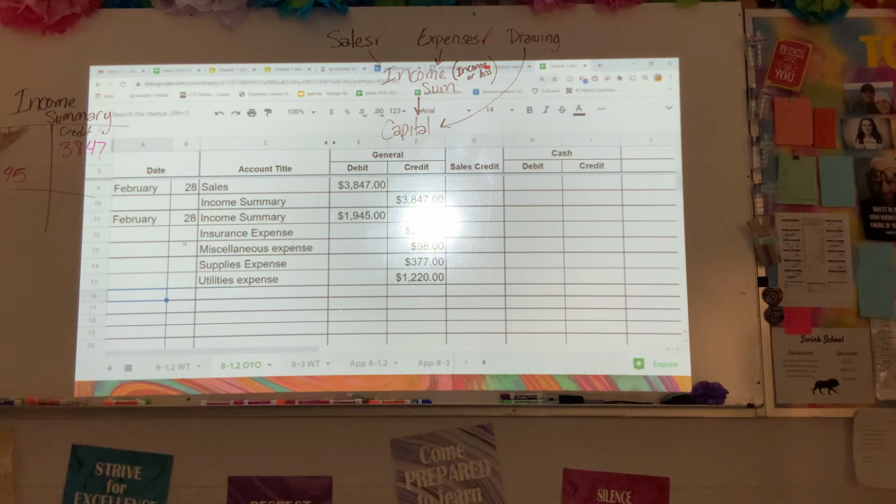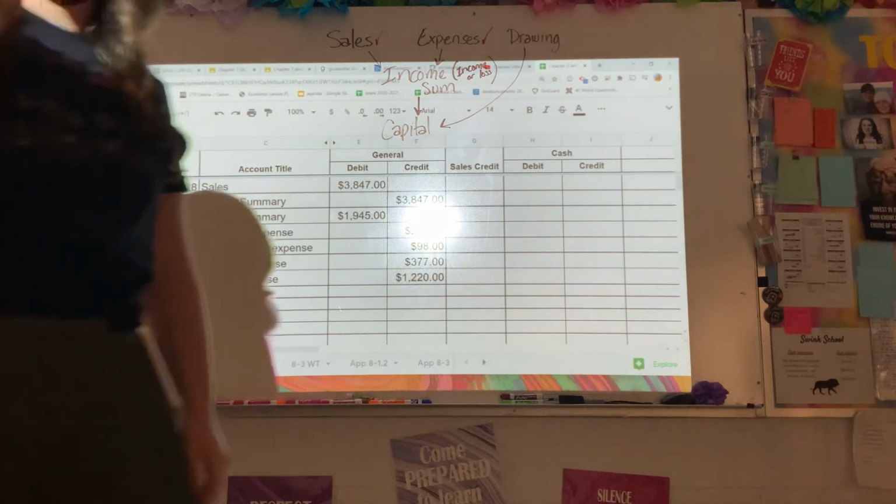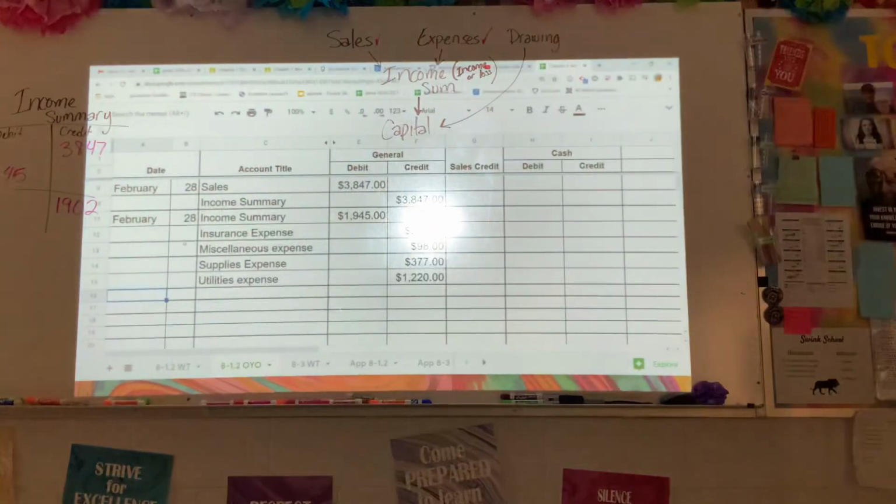Okay, so if we subtract the two, are we gonna end up on the debit side or the credit side? Credit. Credit, okay, for how much? You should be able to look at your worksheet. How much? 1,902, okay? Where can you find that amount on the worksheet? Net income. Net income, okay? Because it's sales minus expenses.